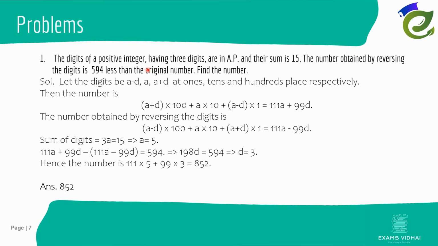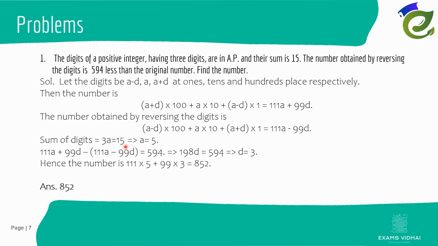The digits of a positive integer having 3 digits are in AP and the sum is 15. The number obtained by reversing the digits is 594 less than the original number. Find the number. So we are given a positive integer with 3 digits, and they are in AP. As I told in the previous slide, let's take the digits as a minus d, a, and a plus d since they are in AP.